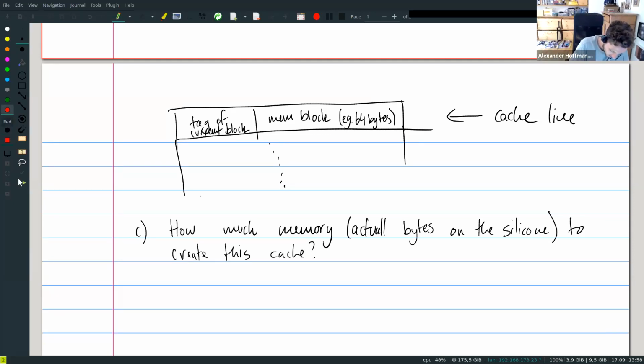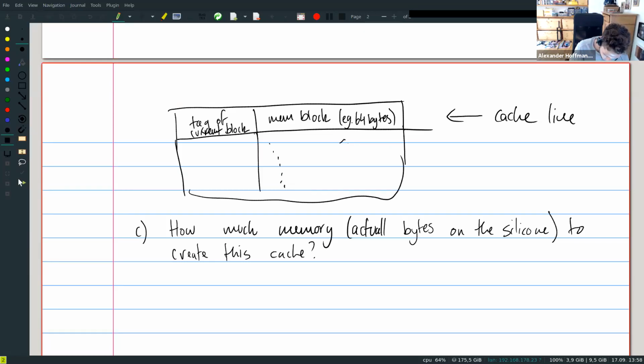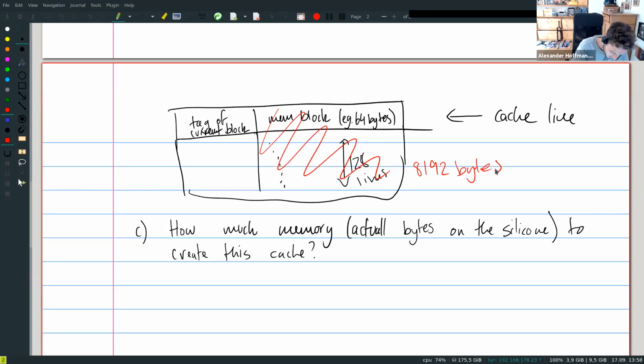So if this is our entire cache here, and this is 128 lines, the size of all of this is 8,192 bytes. And each block needs the tag stored. And this we figured out was 19 bytes. Sorry, bits.